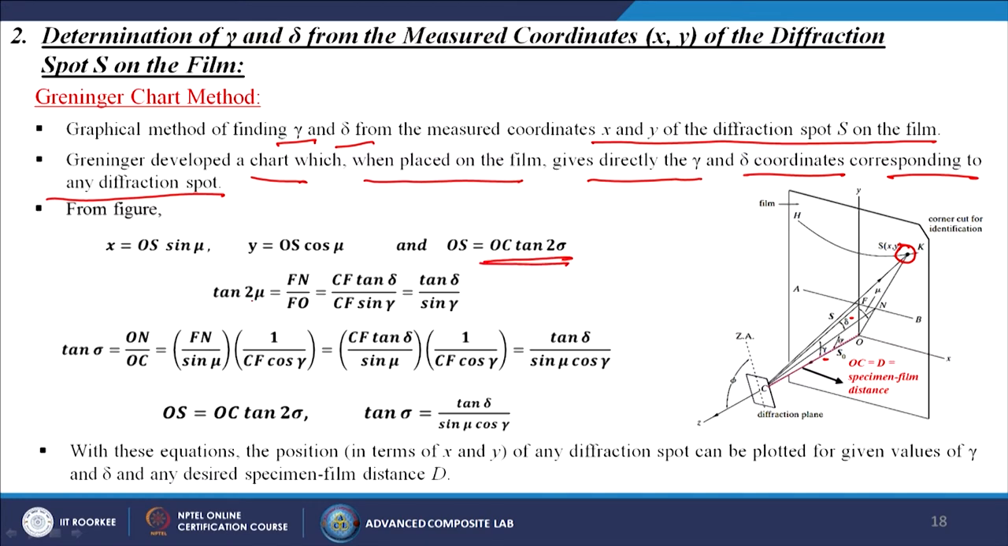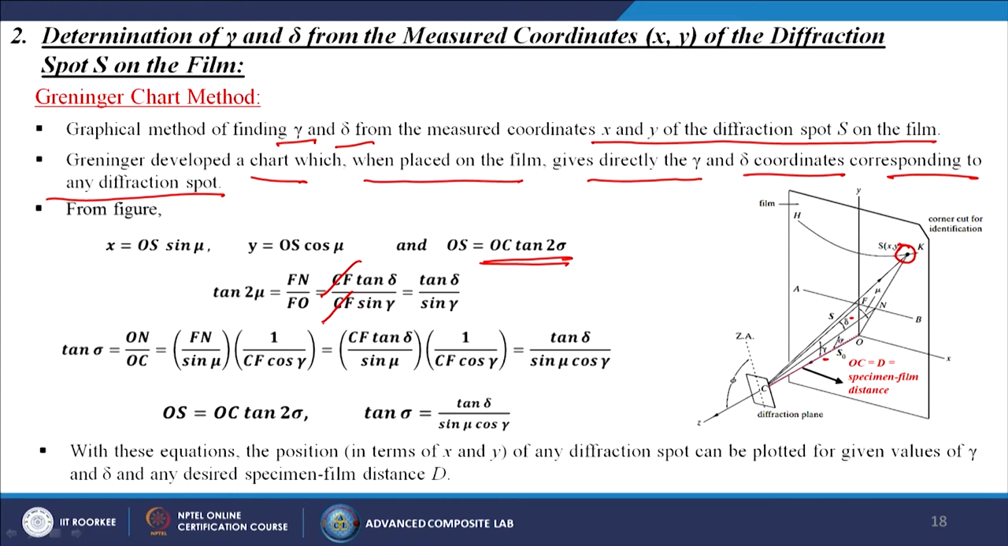So, tan 2 mu is equal to Fn by Fo, is equal to Cf tan delta by Cf sin gamma. So, Cf and Cf will be cancelled, which is nothing but tan delta by sin gamma. So, in this case, tan 2 mu is equal to Fn by Fo, is equal to Cf tan delta by Cf sin gamma.